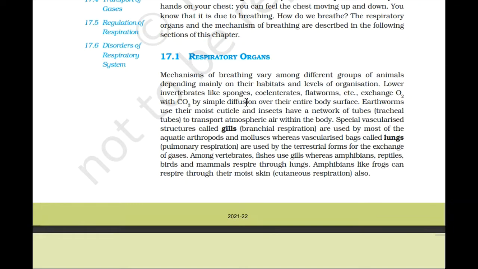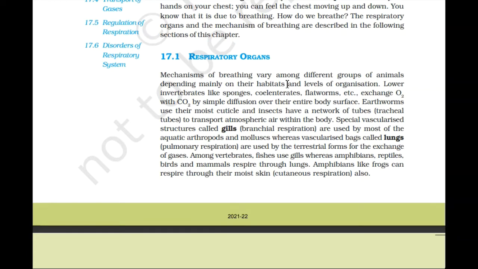Respiratory organs and mechanism of breathing vary among the different groups of animals, depending mainly on their habitat and level of organization. Lower invertebrates like sponges, coelenterates, flatworms, etc., exchange oxygen with CO2 by simple diffusion over their entire body surface. Earthworms use their moist cuticle, and insects have a network of tracheal tubes to transport atmospheric air within the body.